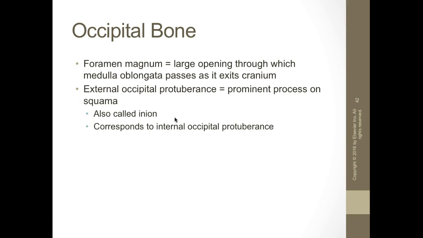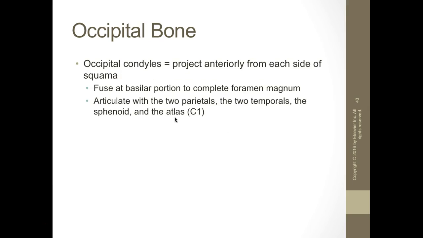So the external occipital protuberance is a prominent process on the squamous. I call it the inion. It corresponds to the internal occipital protuberance. So there's an outside and inside that protrudes, and one is called the inion and the other is the internal occipital protuberance.